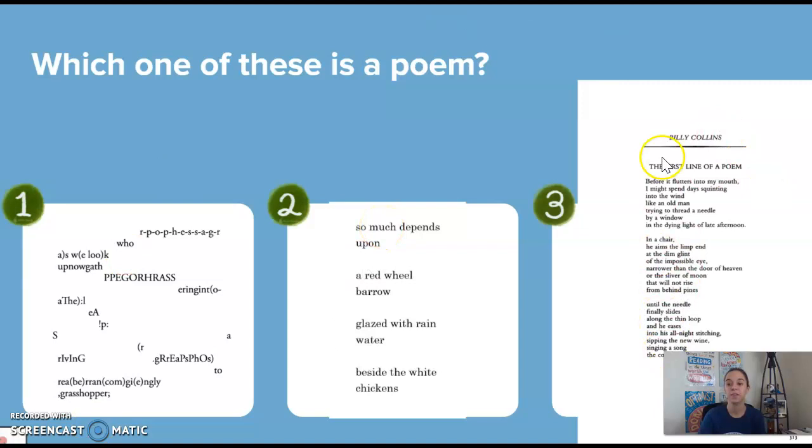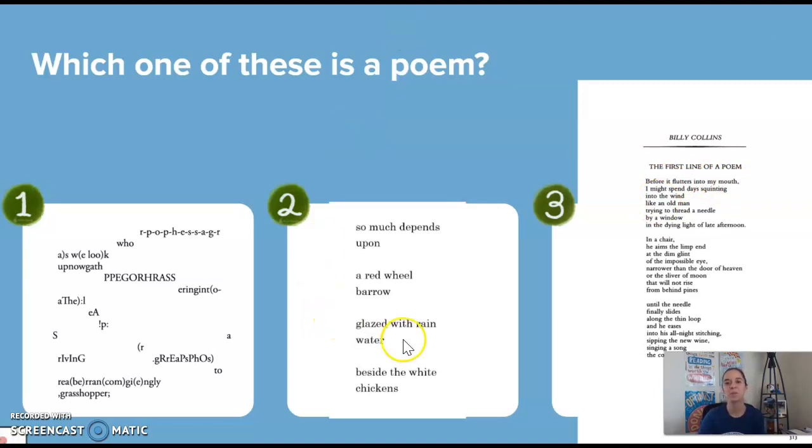So if we went here first, this is what I think of when I think of a poem, something more classic. There are stanzas, there are a certain number of lines in each stanza. It looks like the lines are similar in length, right? It all is pretty uniform.